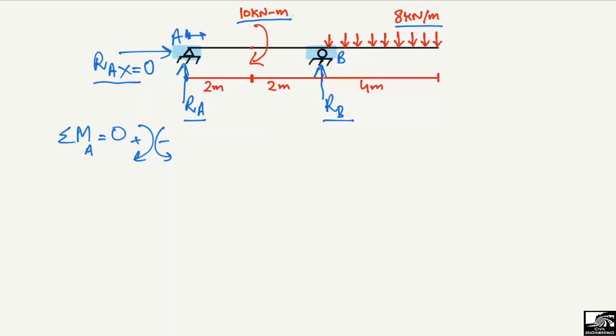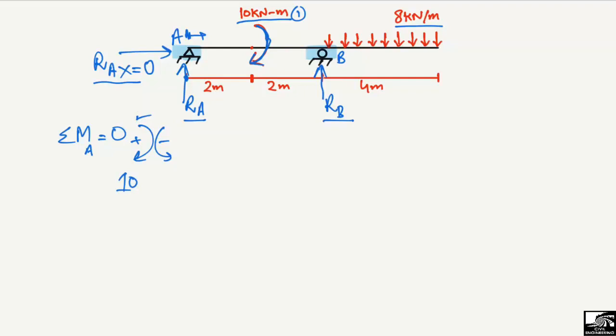Now, going into the moments, starting from the left end, the first moment is this one, which is 10 kilonewton meter, and it is in the clockwise direction. You can see it is clockwise, so it will be taken as positive.